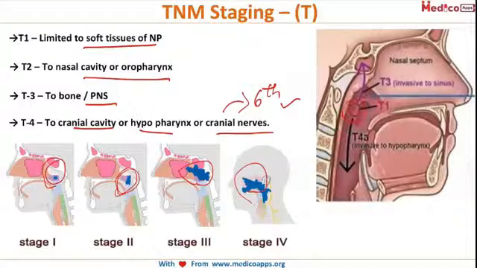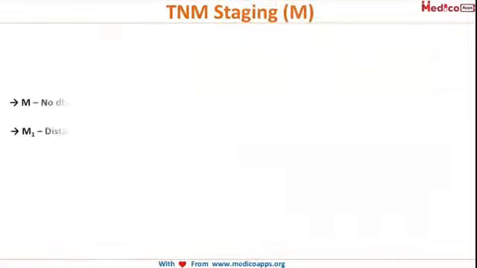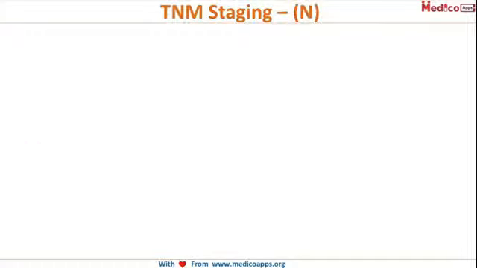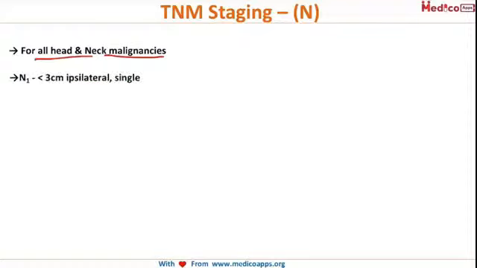Okay. So T1, there is a limited growth of the tumor. T3, you can see it is going into the sinuses. T4, invasive into the hypopharynx as well as the cranial cavity, and also includes the cranial nerves. Okay. Now, let's look at the M. M means M0. This is M0. So there is no distant metastasis, and M1 indicates, obviously, distant metastasis. Now, the most important one, this is common for all head and neck malignancies.